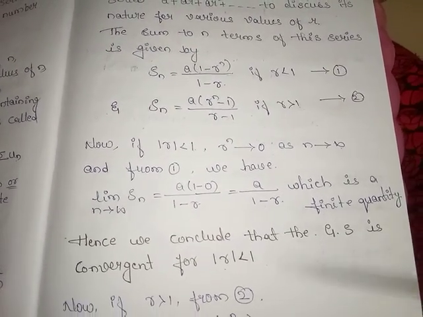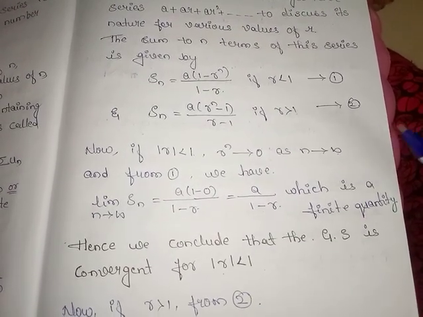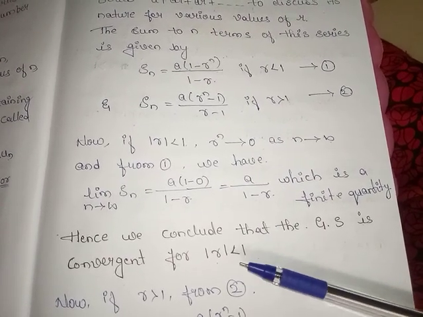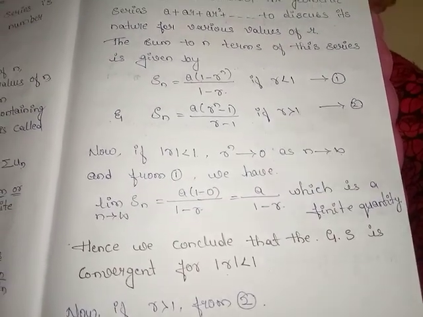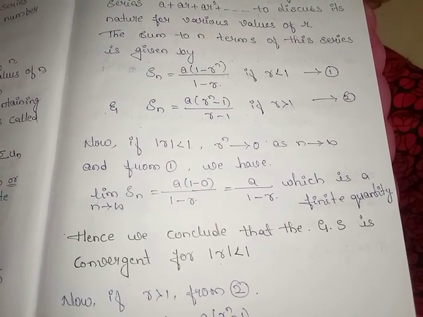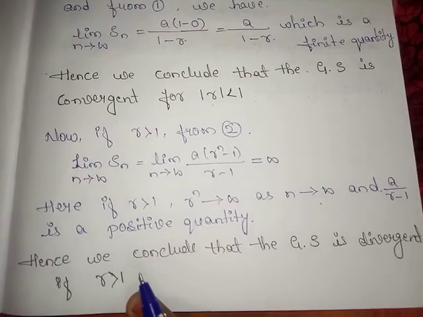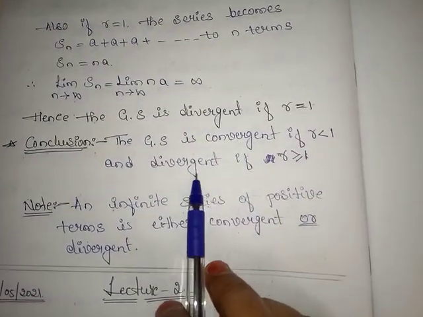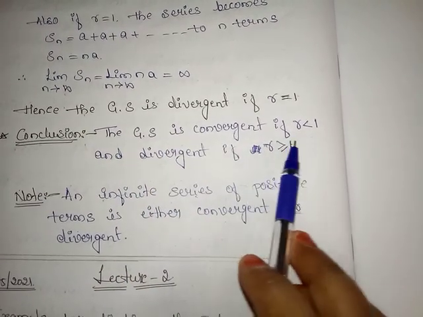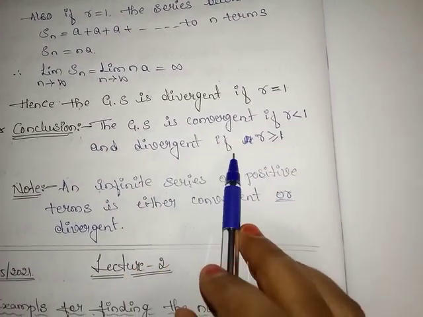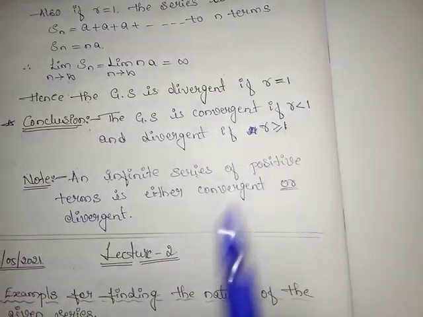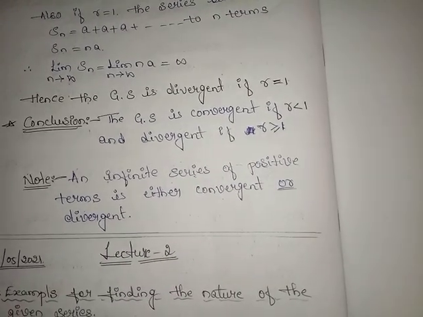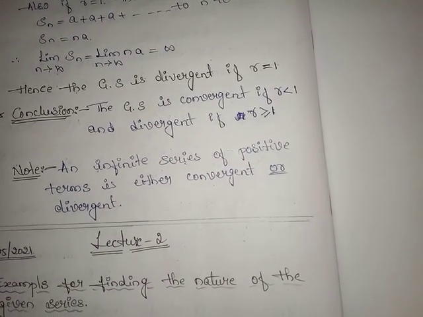From our conclusion, we know that the geometric series is convergent when mod r is less than 1, and this geometric series is divergent when r is greater than 1 and when r is equal to 1. And we write the conclusion: the geometric series is convergent if mod r is less than 1, and it is divergent if r is greater than or equal to 1. We have one point to remember: an infinite series of positive terms is either convergent or divergent.